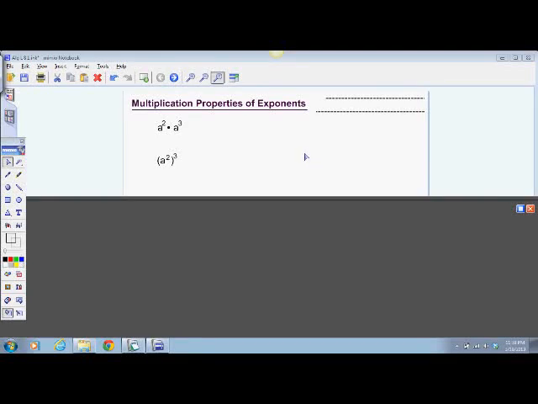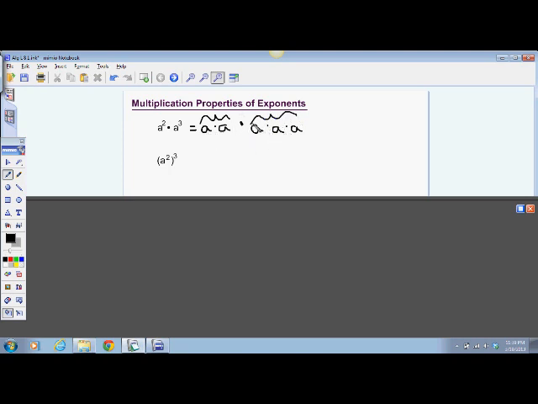In this lesson, we're going to talk about some properties of exponents, specifically multiplication properties. Let's just look here. If we have a to the second power times a to the third power, what that means is we take a times a, that's this a to the second right here, and we multiply it by a to the third, which is, well, 3 a's.